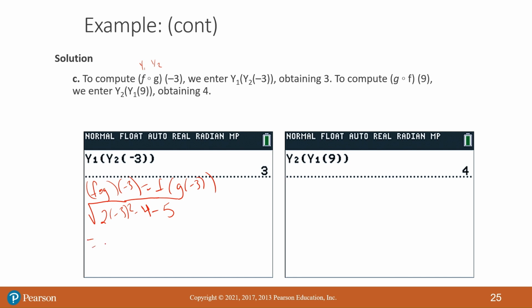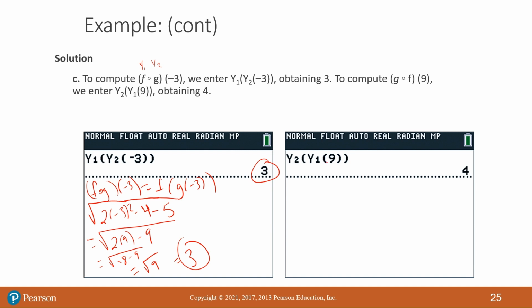I would have to simplify this down. So it would look like -3 squared is 9, so 2 times 9, -4 and -5 give me a -9. 2 times 9 is 18. 18 minus 9 is 9. So I'm looking at the square root of 9, which is 3. That's how they get the 3. The calculator does it for you.